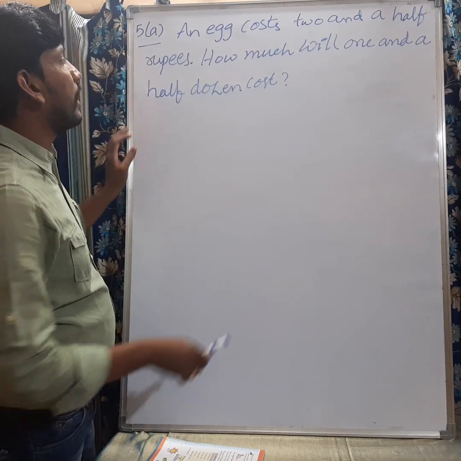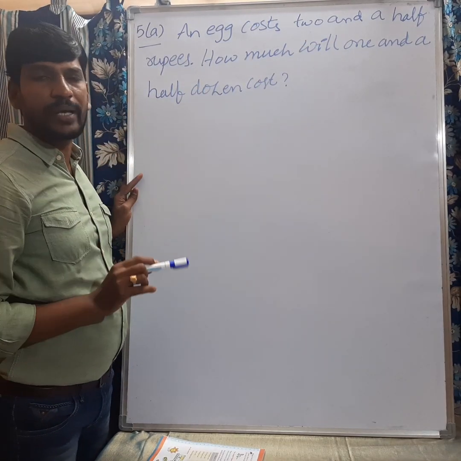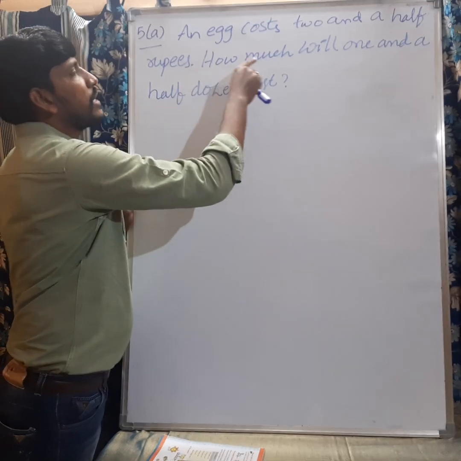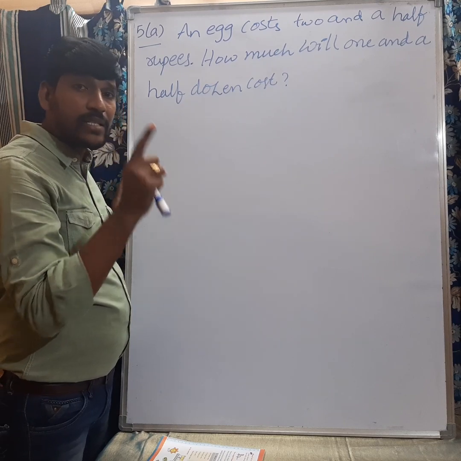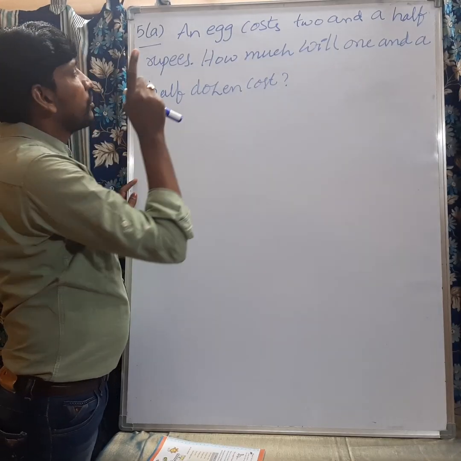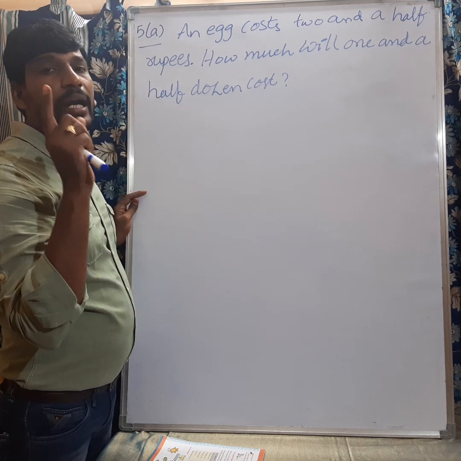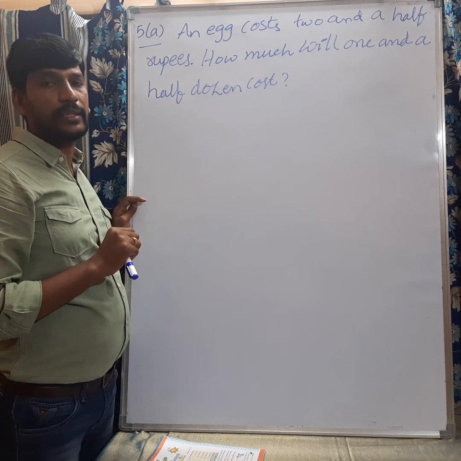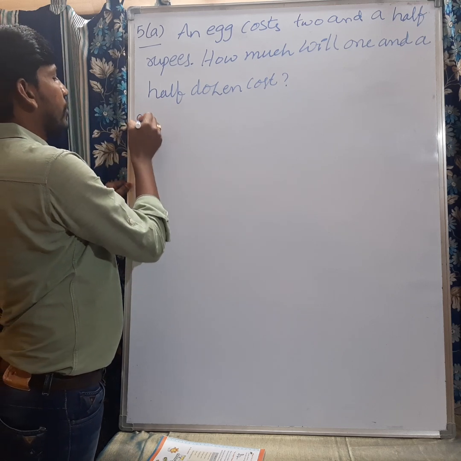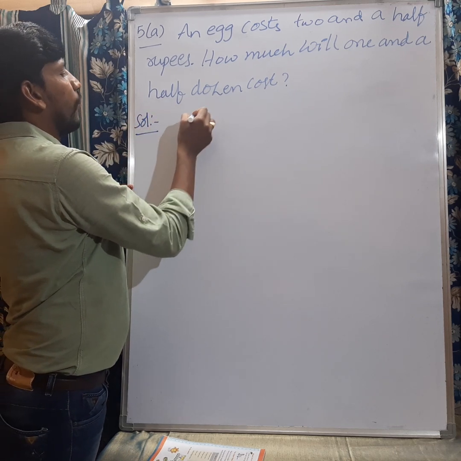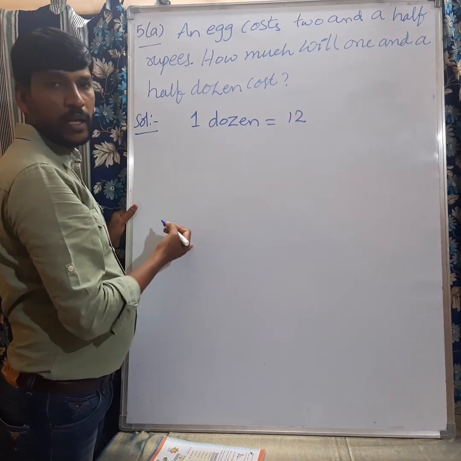In the fifth question part A, an egg costs 2.5 rupees, that is 2 rupees 50 paisa for one egg. How much will 1.5 dozen cost? One egg cost is equal to 2 rupees 50 paisa. So to find out the 1.5 dozen cost, first of all we should know how many eggs we get per dozen. 1 dozen is equal to how many eggs? Generally a dozen is nothing but 12. Okay, so now we are going to find the solution. 1 dozen is equal to how many? 12. Clear?